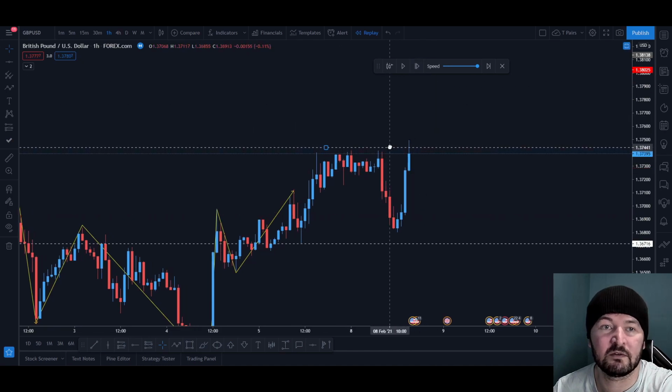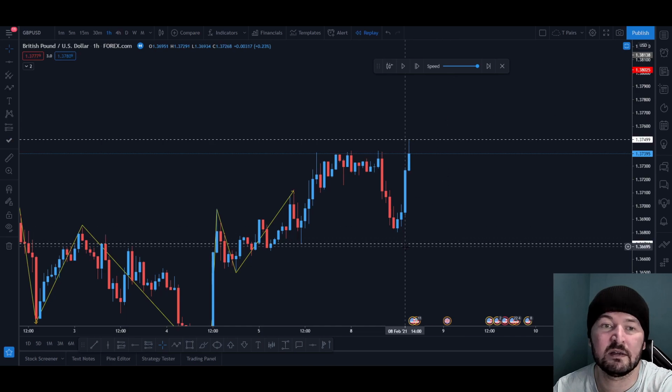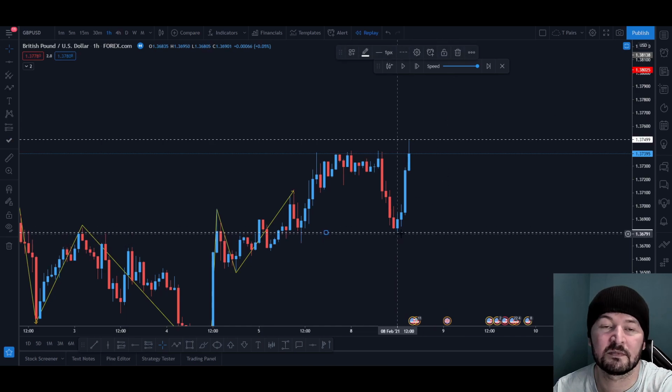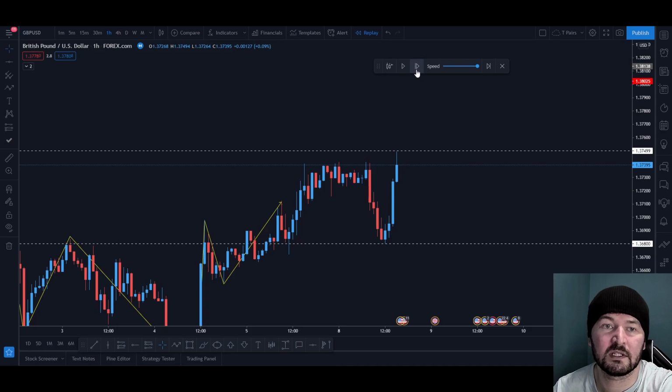There we go. So we've now got a new break, so that becomes our higher high. And this becomes our higher low. Let's see where we can go.